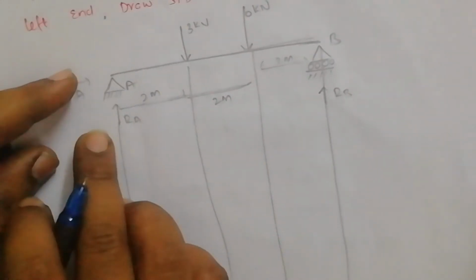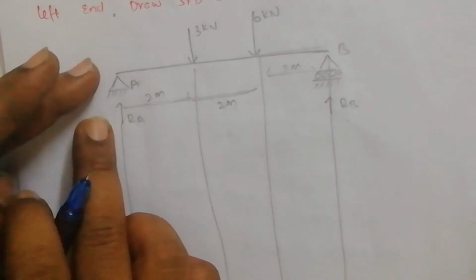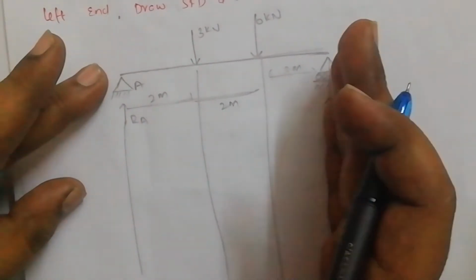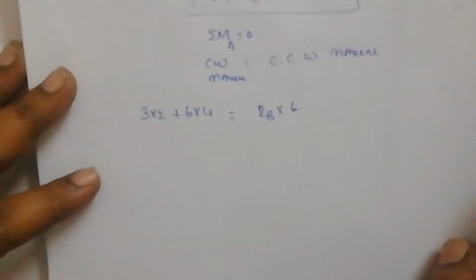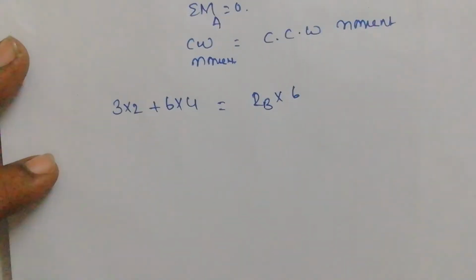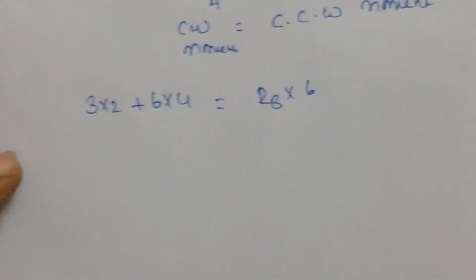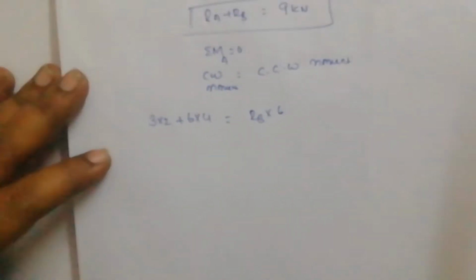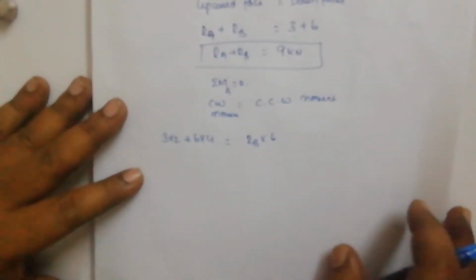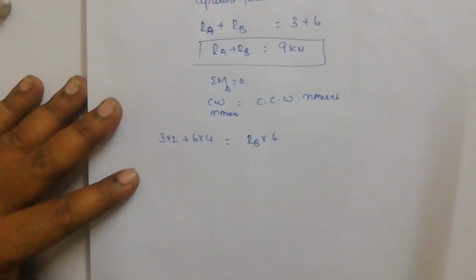Why RB into 6? RB will also have a reaction, and the moment about point A because of reaction B will be trying to rotate in the anti-clockwise direction. So I have written here clockwise is equal to anti-clockwise. You can see clockwise is equal to anti-clockwise. Because of that we get this value as RB into 6. Okay, so RB into 6.